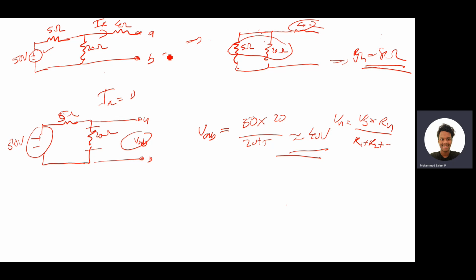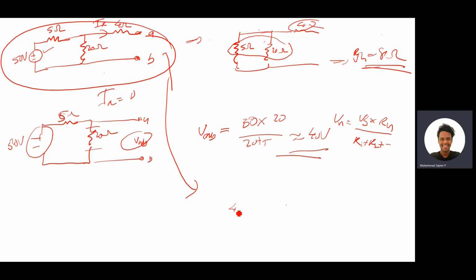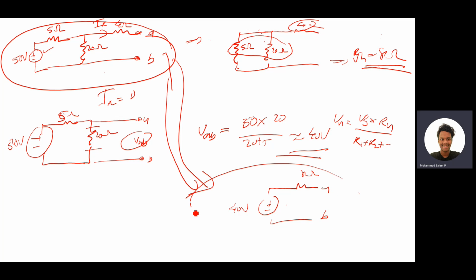So this big circuit, you can write it as a 40 volt voltage source and an 8 ohm resistor. These both are equivalent. This and this. Okay. So it is simplified. This entire complex circuit you can write as a 40 volt source and a resistor.